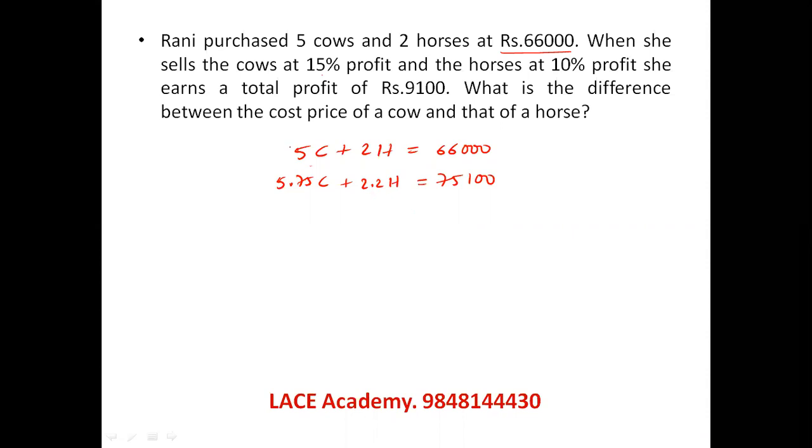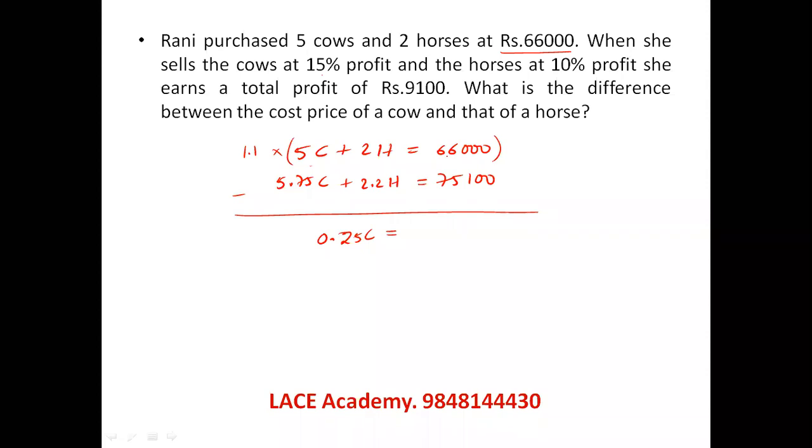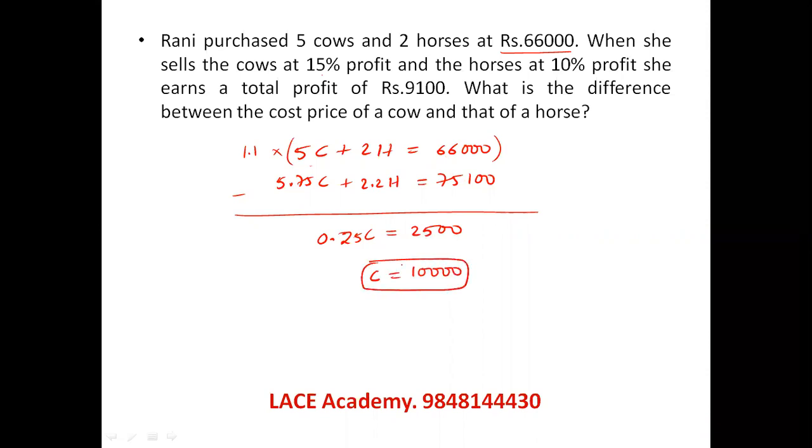So to equate this, what I'll do is multiply the horses by 1.1. If I do, I can say 2.2 and 2.2 get cancelled, and then subtract 5.75 cow minus 5.5 cow, which is 0.25 of cow's price. 2.2 and 2.2 get cancelled, and 1.1 of 66 is 726. 751 minus 726 is 25. So you can see cow is equal to 10,000. That means each cow's cost price is 10,000.